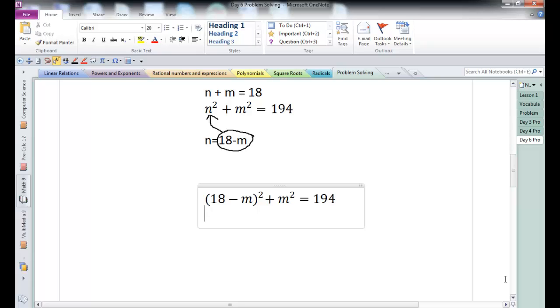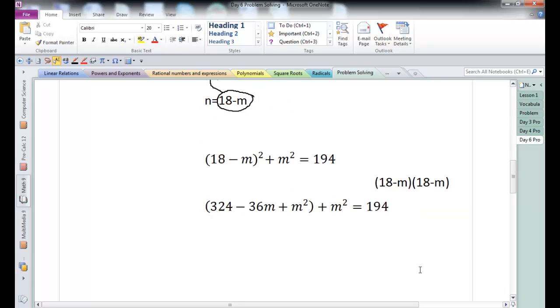Let's collect up like terms. Remember, if we're going to square 18 minus m, we have to distribute like this: 18 minus m times 18 minus m. And that would give us 324 minus 36m plus m squared equals 194.